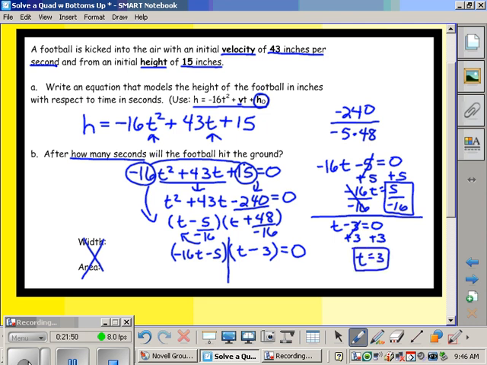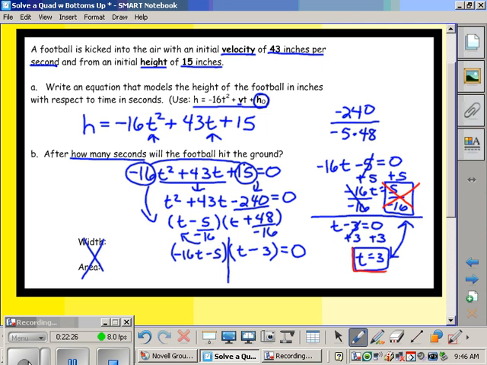Now, in these real-life application problems, you need to actually look at the answer. Don't just assume what you get is in fact the answer. We have two possibilities for the time, so you've got to look back and say, what's realistic? The football is kicked into the air with a velocity of 43 inches per second from a height of 15 inches. And we want to know how many seconds until the football hits the ground. Now, which one is unrealistic? Because you will have an unrealistic answer with these, and that one you will ignore for this particular problem.